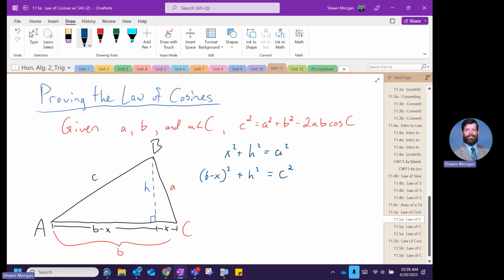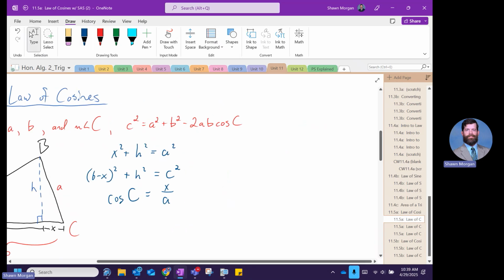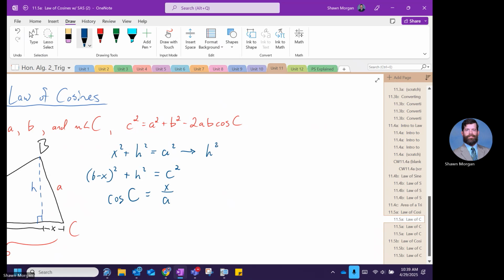All right. How about where cosine is going to come into play? We said the cosine, Kenneth's back now. Kenneth, what did you say the cosine of C equaled? X over A. All right, let's do a little substitution then. I guess we're gonna play around with this. How about we get H squared by itself in the first one? Mario, can you get H squared by itself? A squared minus X squared. Can we substitute that in place of H squared in the second one? What's that going to yield?